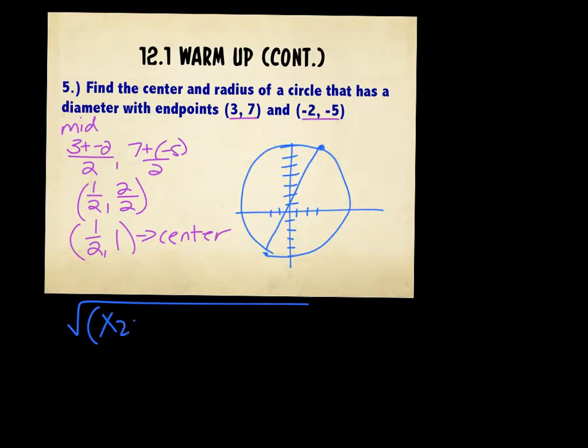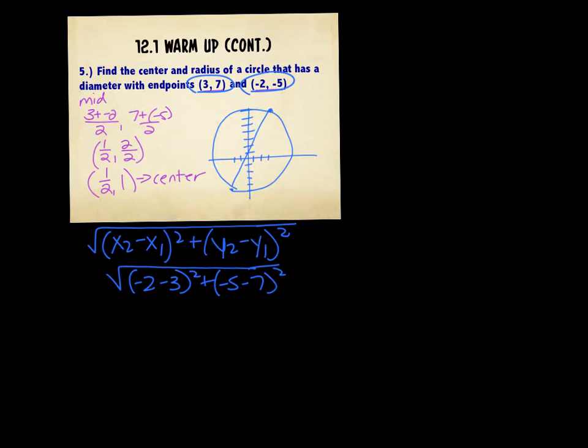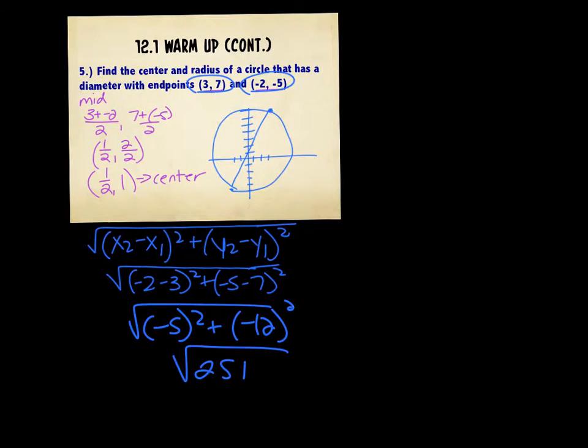Square root of x2 minus x1 squared plus y2 minus y1 squared. Using these 2 points. So square root of the x2, which is -2 minus 3 squared, plus -5 minus 7 squared. Square root of -5 squared plus -12 squared, 25 plus 144, 169, which is 13, and then that's the diameter, so divide it by 2 to get the radius.